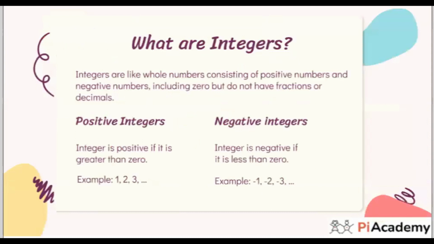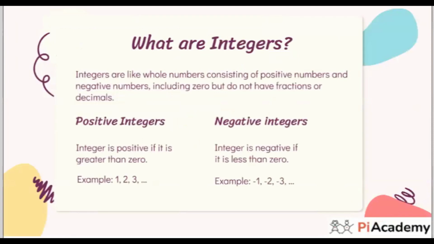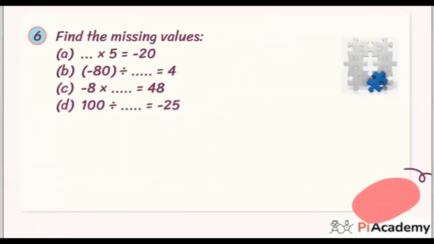Okay, wait. Okay, so this we have already talked about. Nothing to worry. Let's talk about this page. We have 4 questions. And here you have to fill in the blanks. Dash times 5 equals minus 20. So what should that number be?